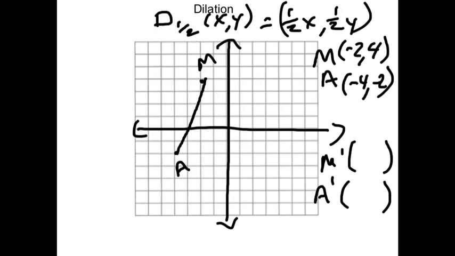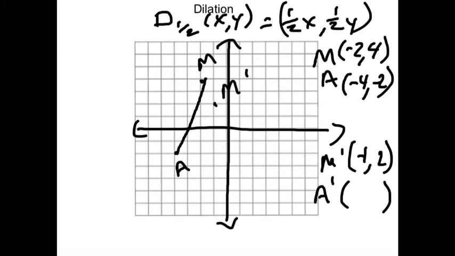So again, just like the last slide, when you have an original point with x and y coordinates, you are going to multiply both the x coordinate and the y coordinate by whatever the scale factor, or the factor of dilation, is. So in this case, I have chosen 1/2 to show you what happens when you have a scale factor that's a fraction. The original point M has an x value of -2 and a y value of 4. So I would multiply -2 by 1/2 and get -1. I would multiply 4 by 1/2 and get 2. So M prime would be (-1, 2).